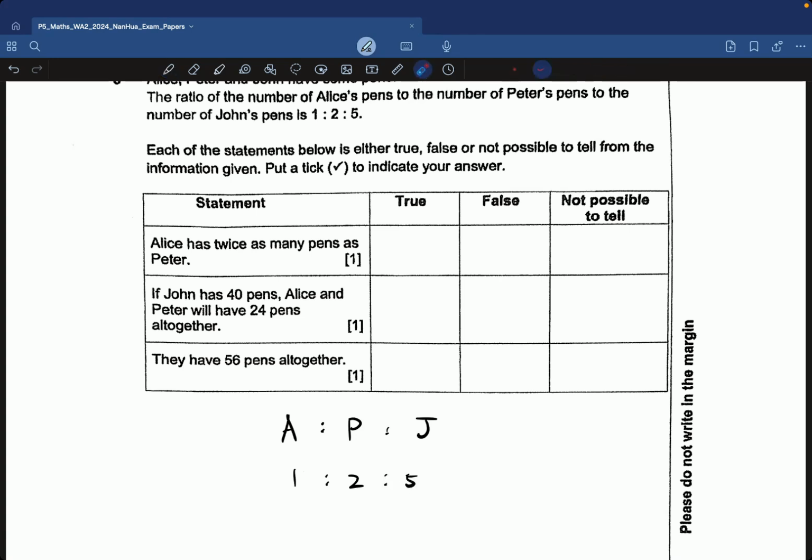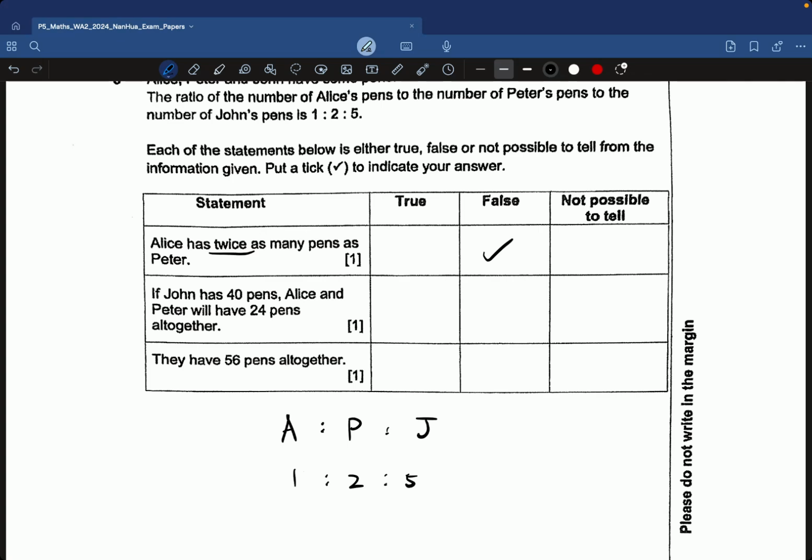Okay, let's read the first statement. Alice has twice as many pens as Peter. Sometimes you might not understand this and you might think this is true, but actually it is false, right? Why it's false is because Alice over here does not have 2 times Peter's. So not 2 times, but Alice has twice.